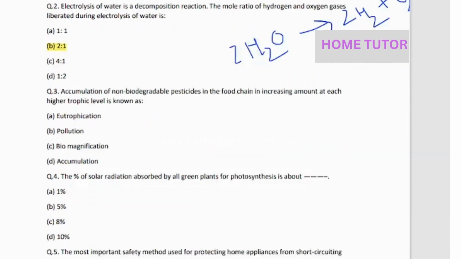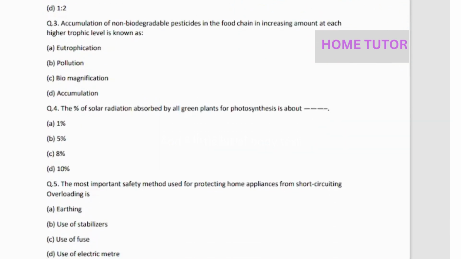Next question, question number 3. Accumulation of non-biodegradable pesticides in the food chain in increasing amount at each higher trophic level is known as option A eutrophication, option B pollution, option C biomagnification, option D accumulation. So the answer is biomagnification.